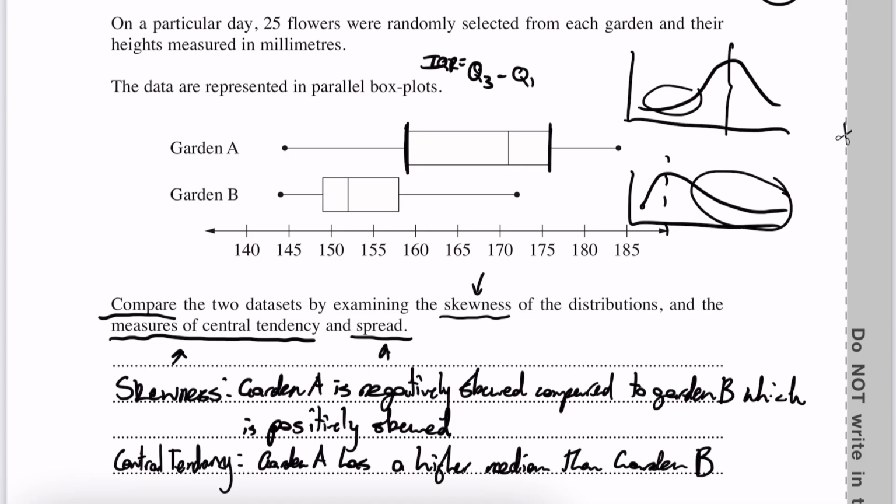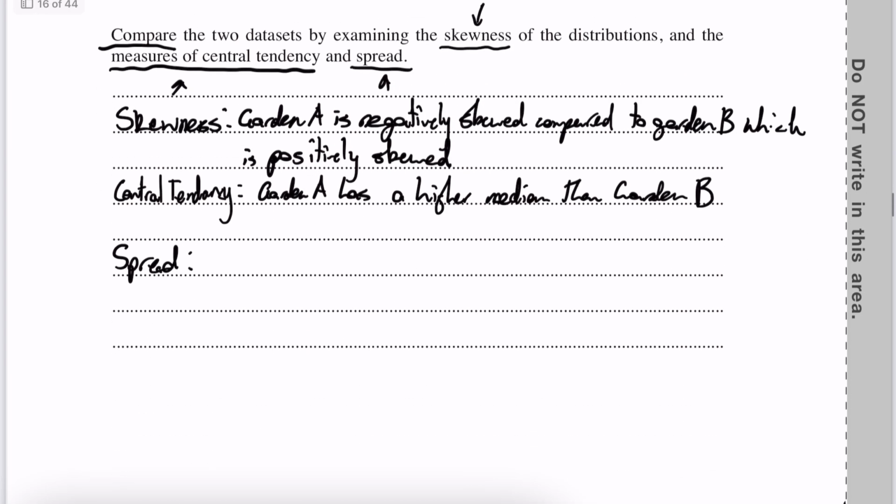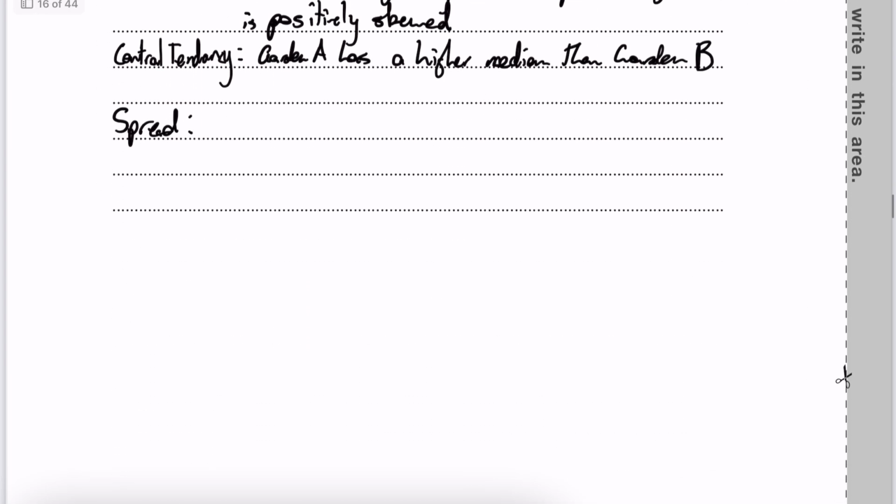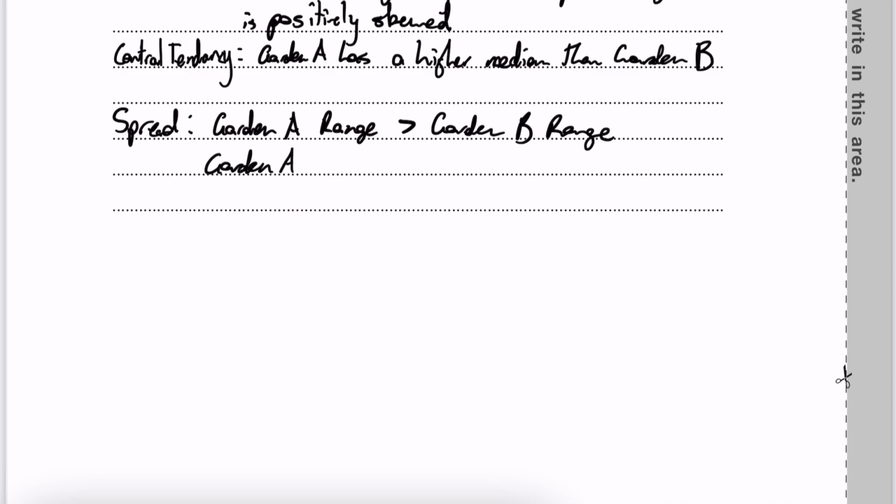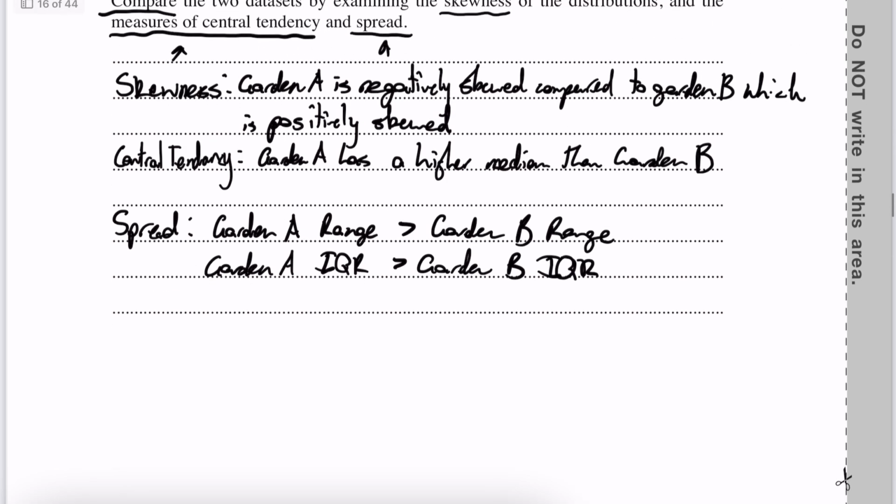So what you can say is that garden A range is larger than garden B range, or you could say that garden A interquartile range is greater than garden B interquartile range. Either will suffice, but as long as you have 1 point for skewness, 1 point for central tendency, and 1 point for spread, you will get all 3 marks for this question.